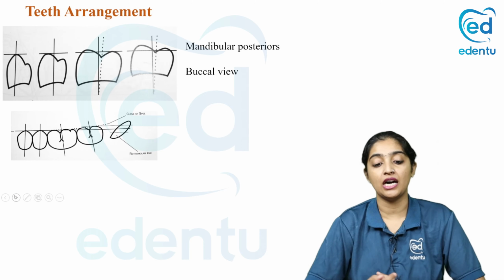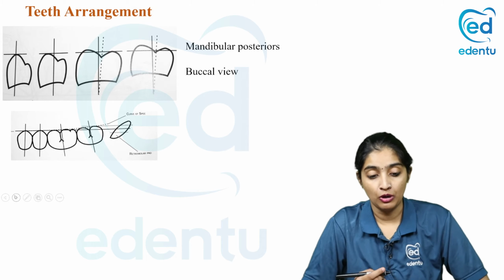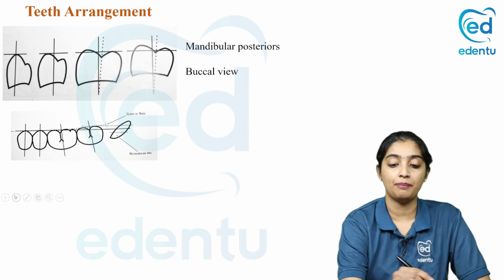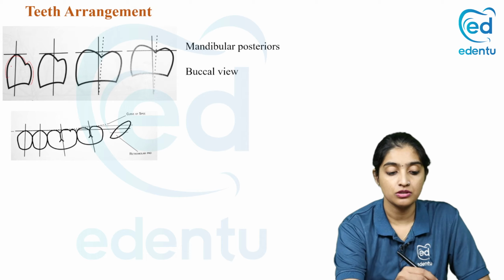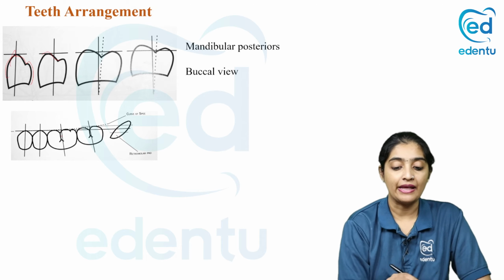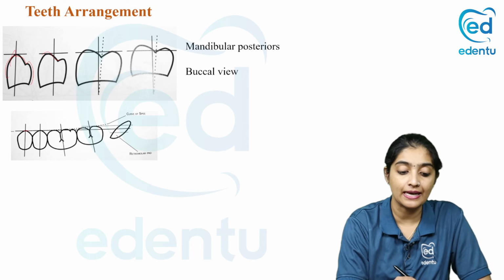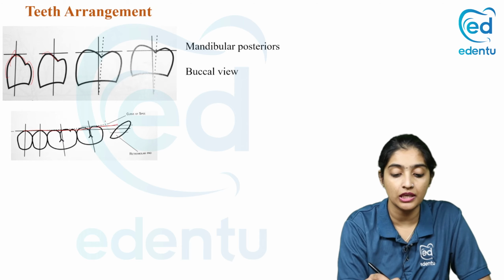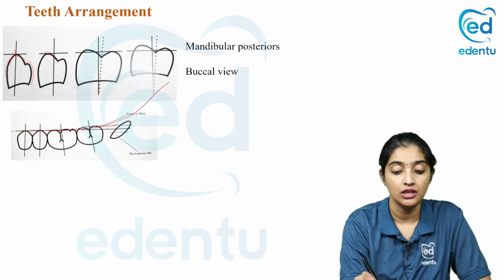Now, this is the teeth arrangement of the mandibular posteriors. This is the buccal view, how the tooth is placed. And this is from the lingual side, this is how the anteroposterior curve starts.